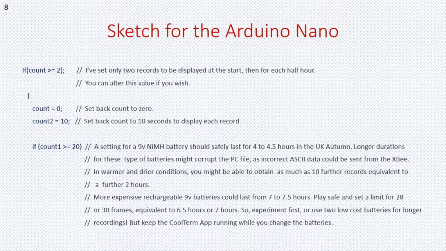The DH22's operating range is between 0 to 100 relative humidity. So if it gets wet from a rain shower, it will more than likely record 99 to 100% relative humidity. More expensive long-life batteries might last up to 30 frames. 28 frames is equivalent to 6.5 hours, while 30 frames is equivalent to 7 hours. So experiment first. You could also use 2 low-cost batteries for a longer operational period, but keep the CoolTerm app running while you change the batteries.